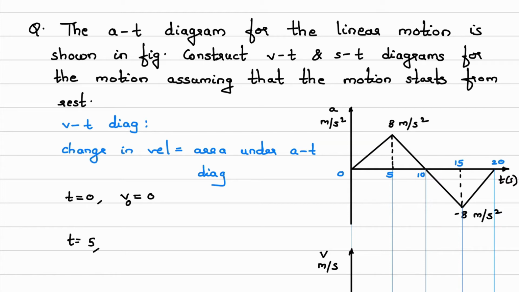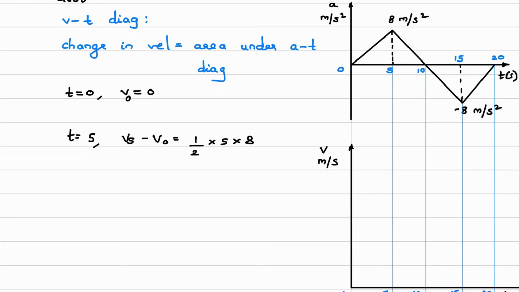Then at t equal to 5 seconds, what will be the change in velocity? It will be v5 minus v0, which is the area under the a-t diagram. What is this area? It will be a triangle, half into base is 5 and height is 8. So v5 minus v0 is equal to half into 5 into 8. From here v0 is 0, so we can calculate v5. v5 is equal to 20 meter per second.